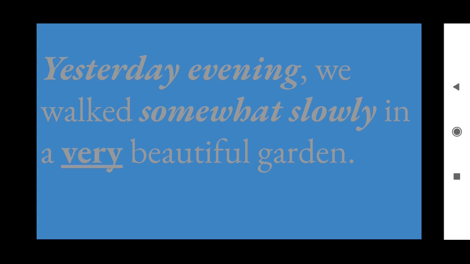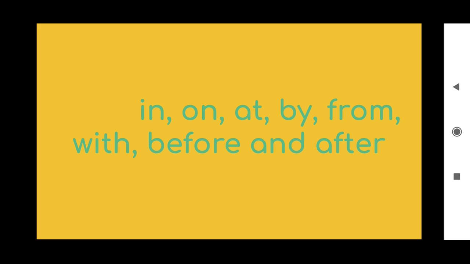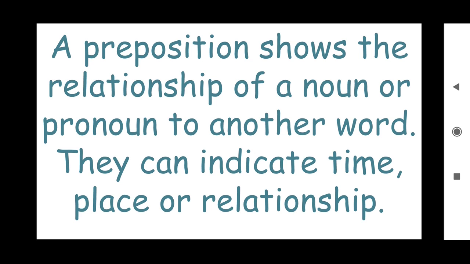Alright. The next part of speech is the prepositions. The words like in, on, at, by, from, with, before, and after. These words help us to show relationships in place and position. A preposition shows the relationship of a noun or pronoun to another word. They can indicate time, place, or relationship. So, for example, I will see you at the office on Monday.